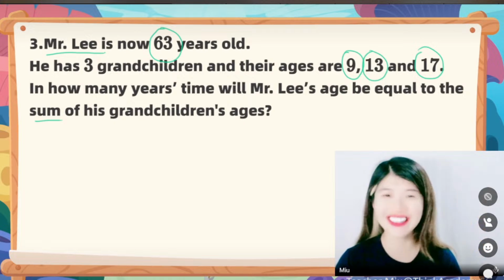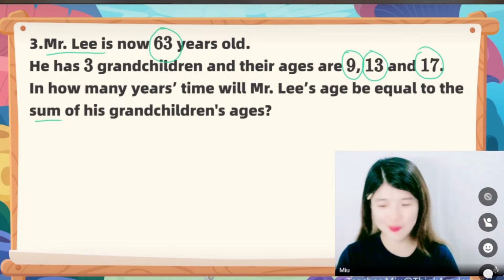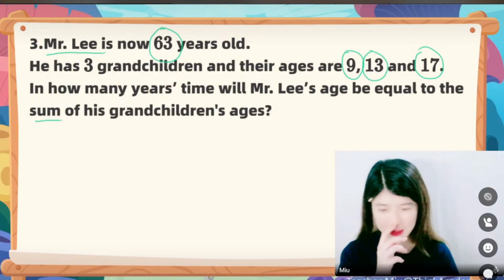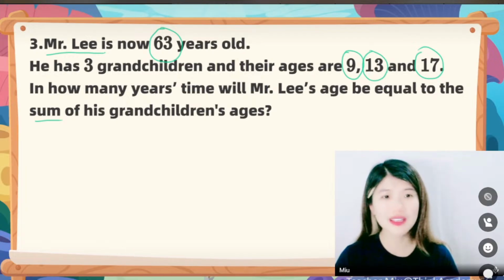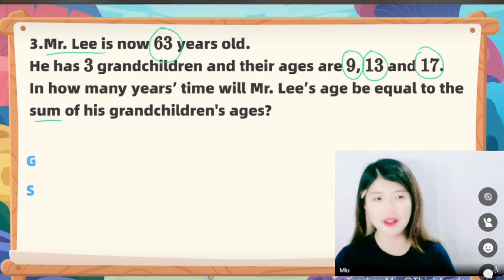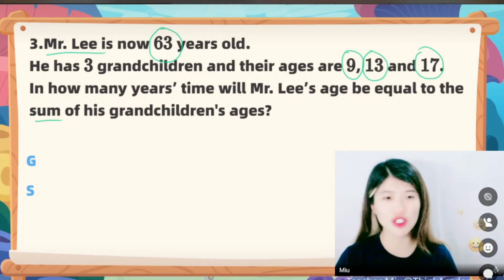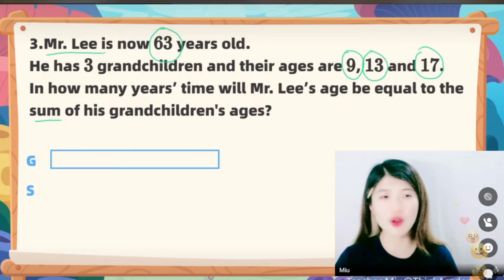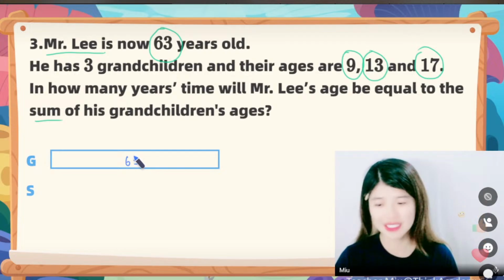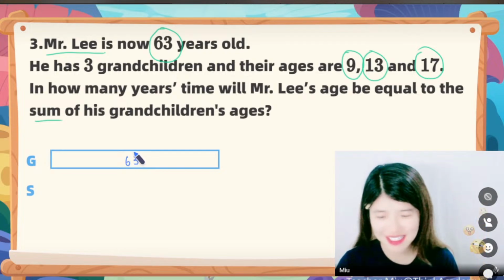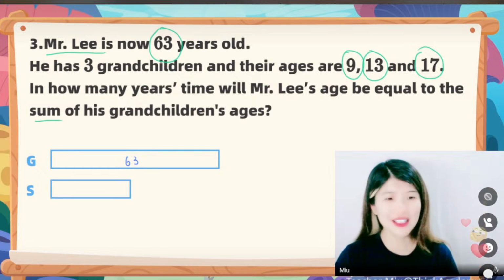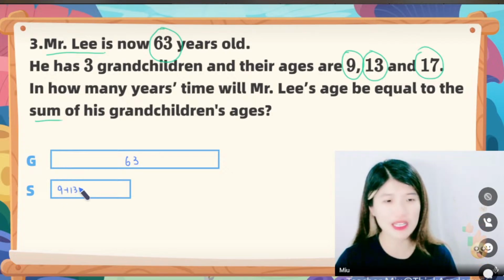No idea. Okay. Currently, I cannot see any. Oh, I got some answers. Well done. Let me draw the models for you, all right? Since Mr. Lee is the grandpa, right? The grandpa and the children, all right? The sum of the grandsons. So Mr. Lee got a very big unit since he is 63 years old. Wow, so fast. All right. And for the grandsons, the sum is supposed to be 9 plus 13 plus 17, which is actually 39.